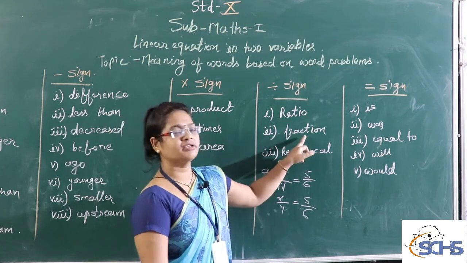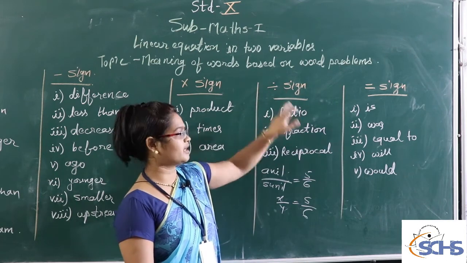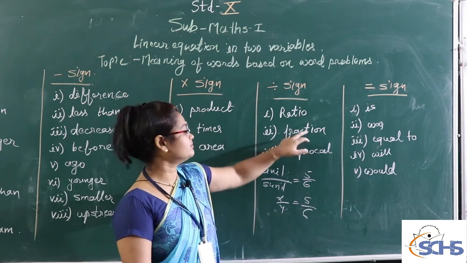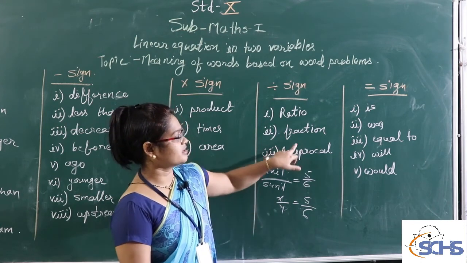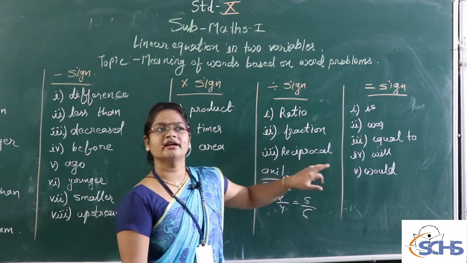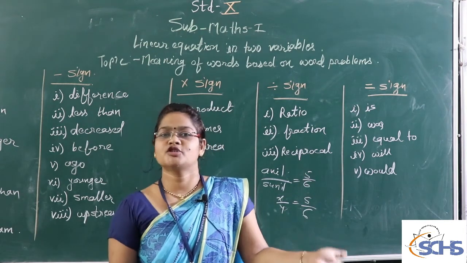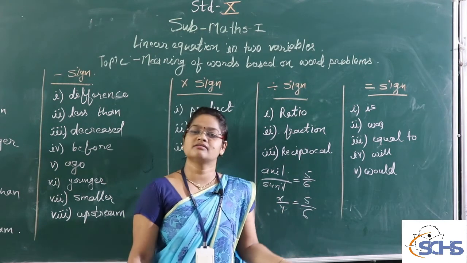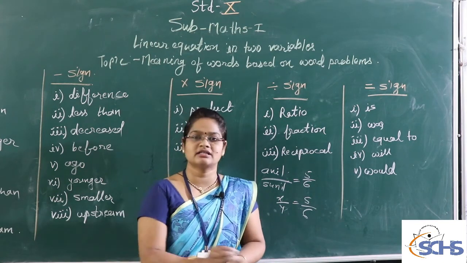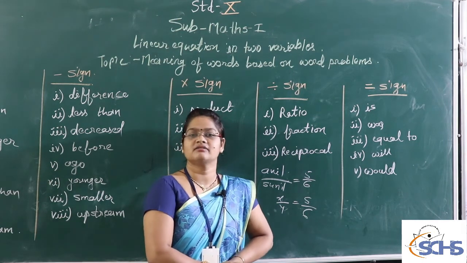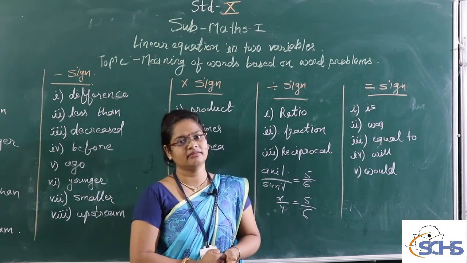Whenever a fraction is given, a fraction is also represented by the division sign. So we can also write it like this, as a fraction. And reciprocal also: if we are taking the reciprocal of the age of Seema is equal to the age of Raj, so reciprocal means we have to use the division sign here.